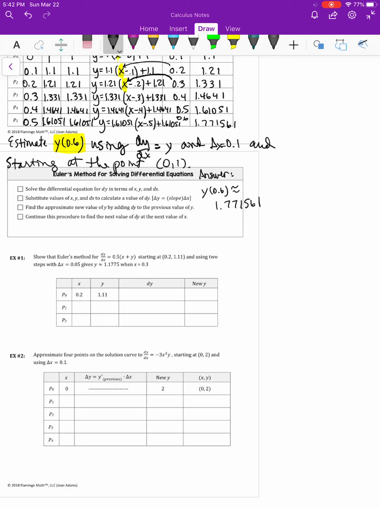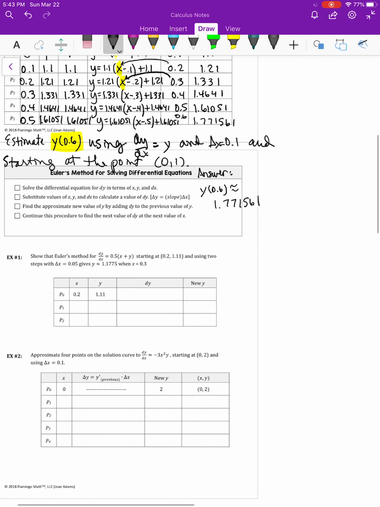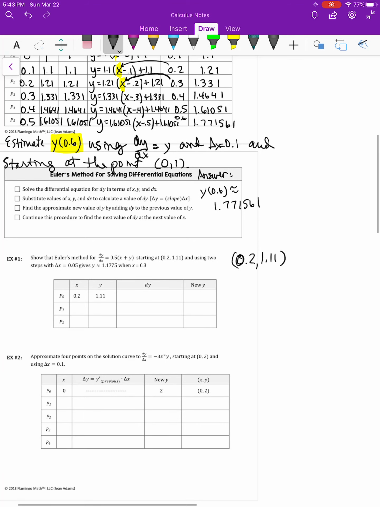So it says, show that Euler's method for dy dx equals 0.5 times x plus y, starting at 0.2, 1.11, and using 2 steps with delta x equals 0.05, gives us y approximately equal to 1.1775 when x equals 0.3. So our initial point that we're starting at is the point 0.2, 1.11.